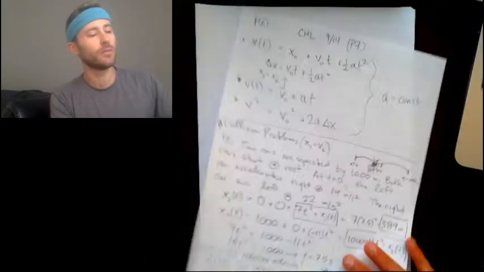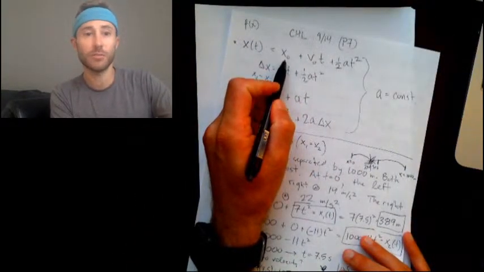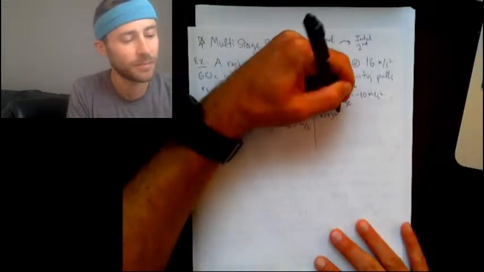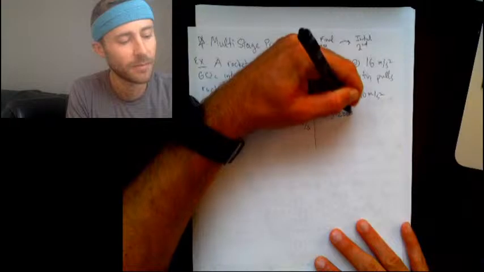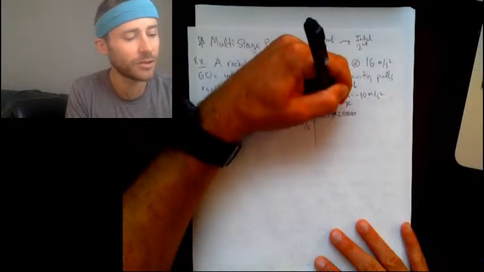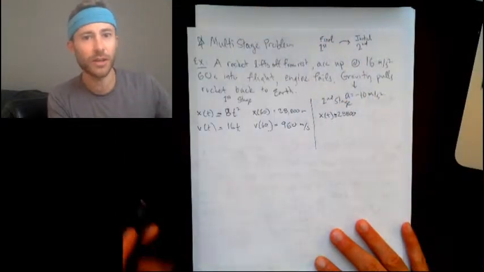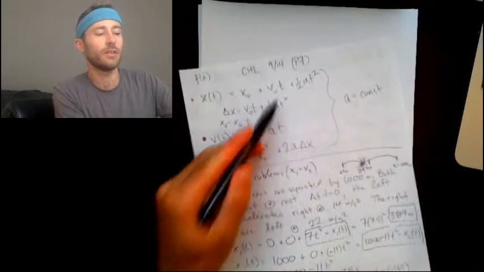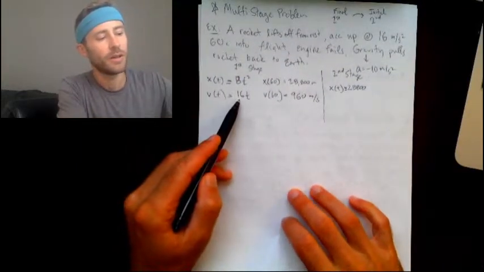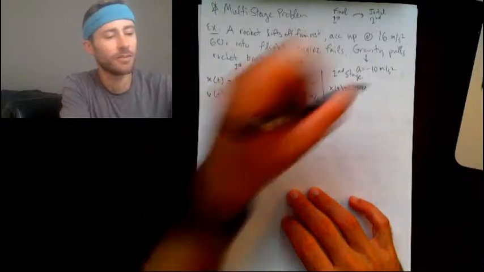Now, what is my initial position for the second stage? My initial position is 28,800. What is my initial velocity for the second stage? Because I need the initial velocity here. It is going to be 960.